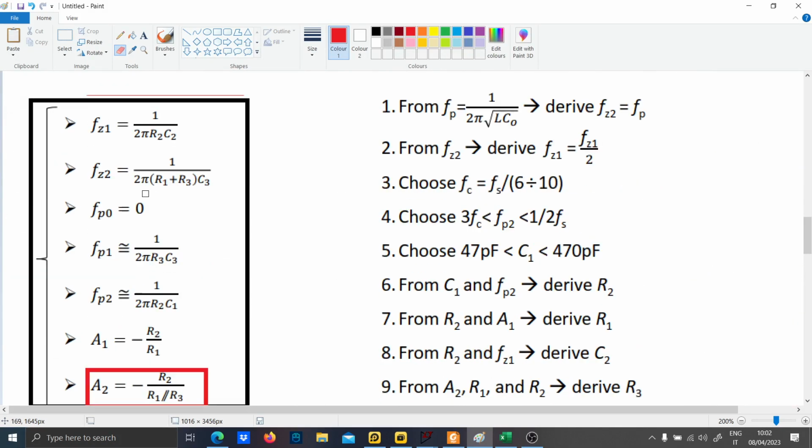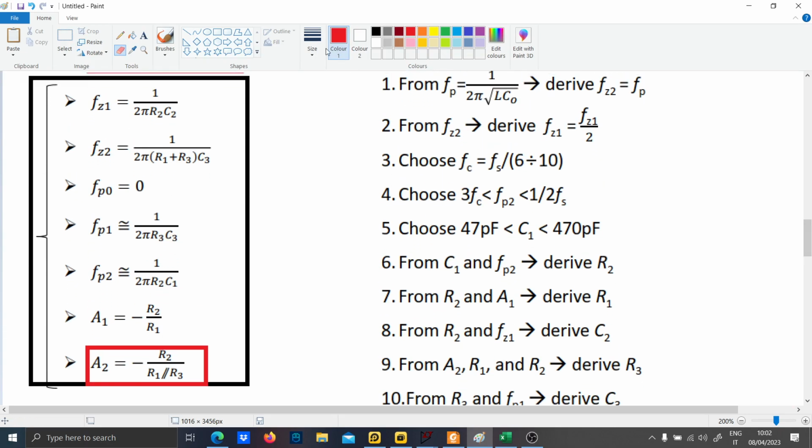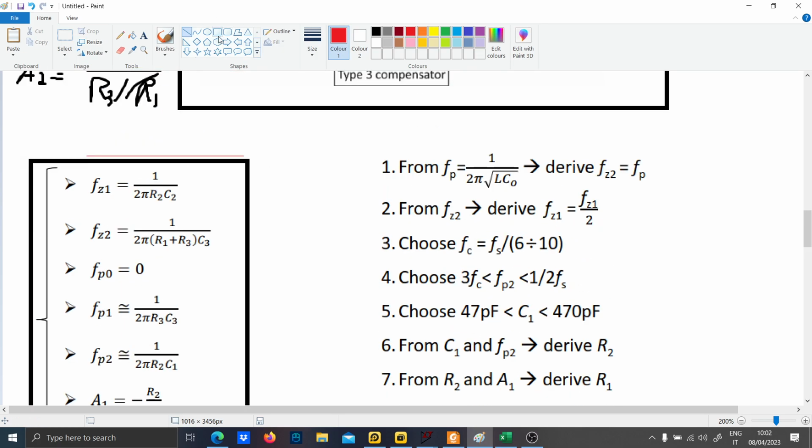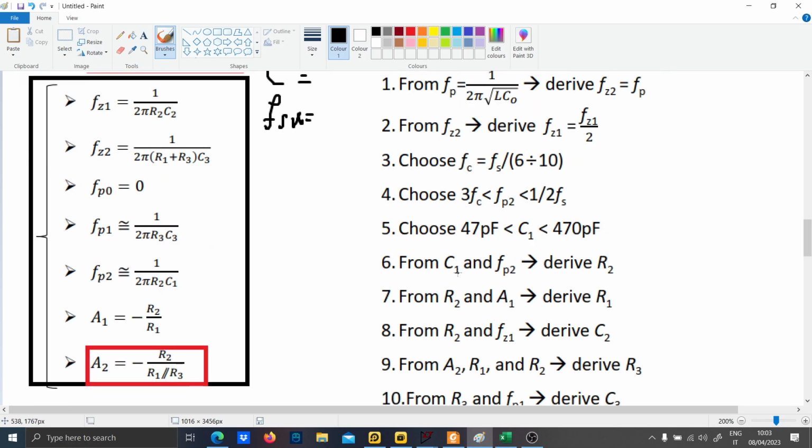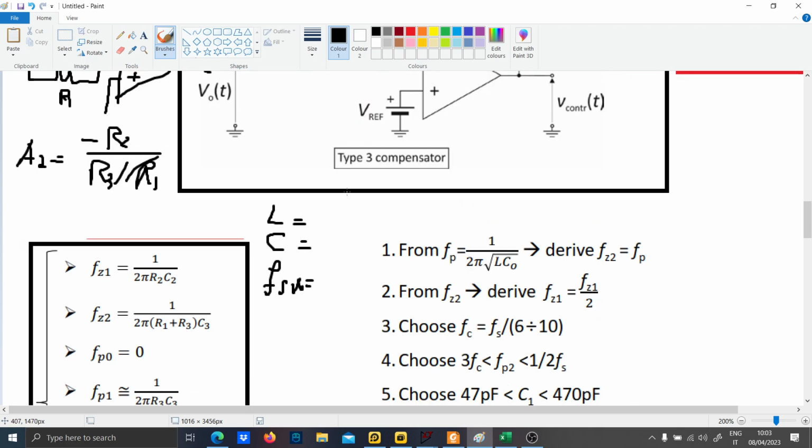So, in order to design the Type 3 compensator, you need a precise algorithm. You have to start from this. You know that from the design of a buck converter, you will have the value of L, the value of C, and the switching frequency. You will fit everything into this algorithm in order to study all the components needed for the compensator.